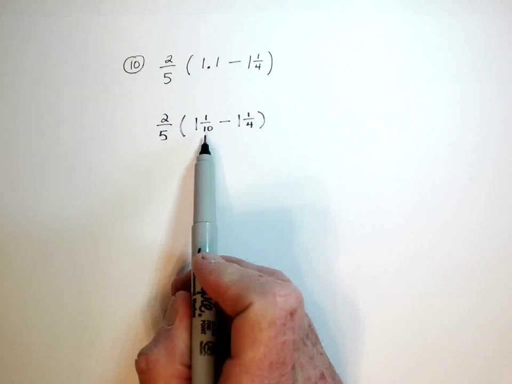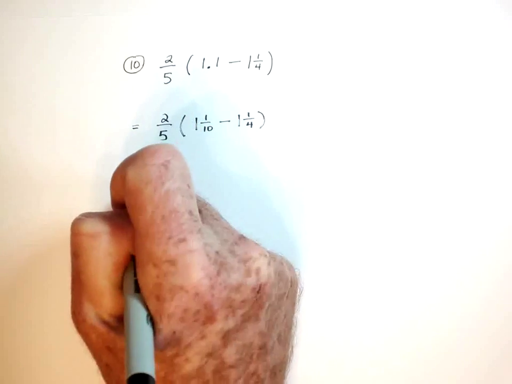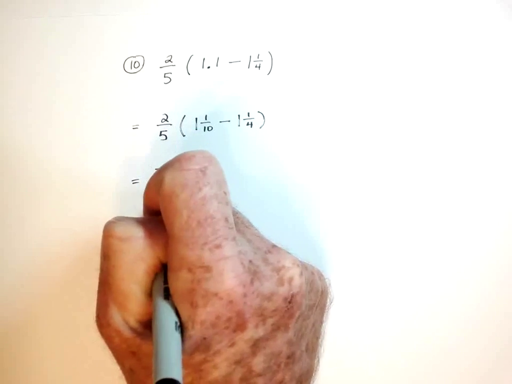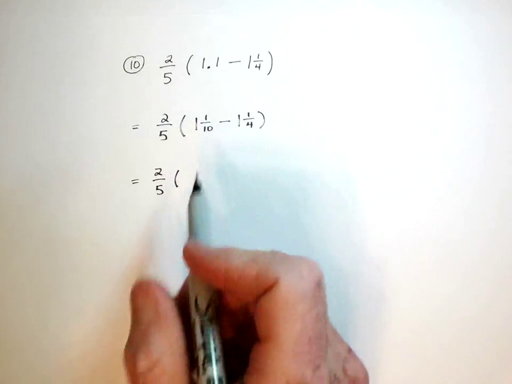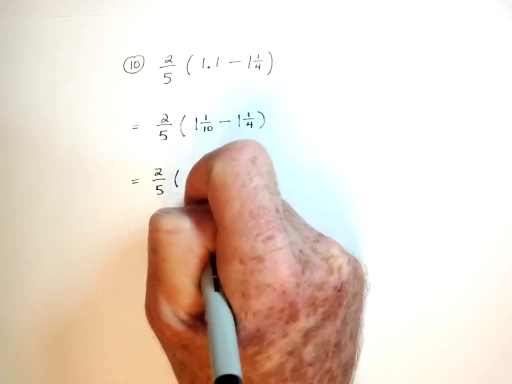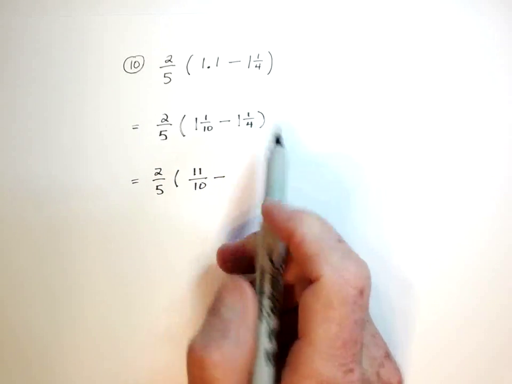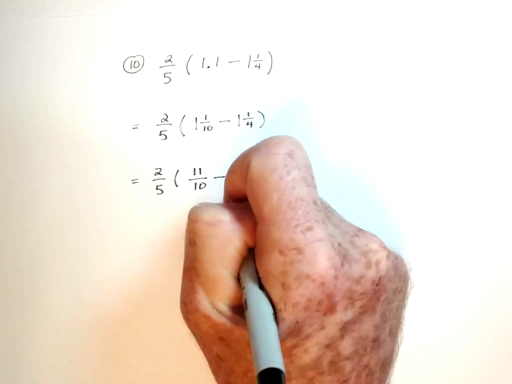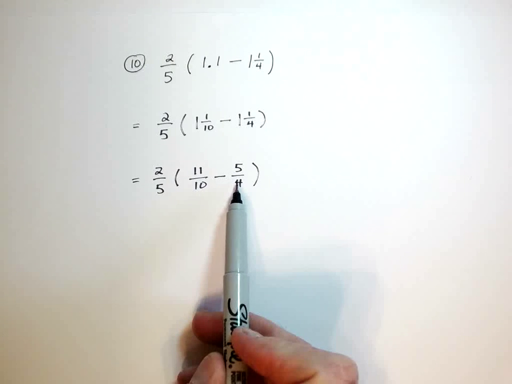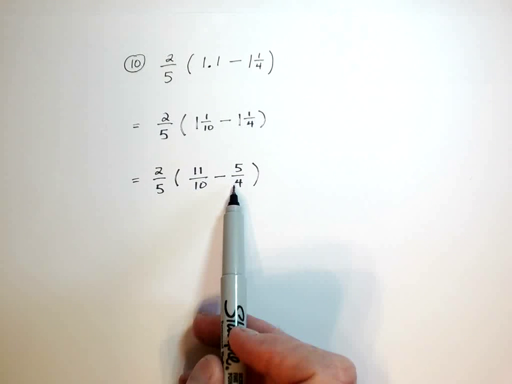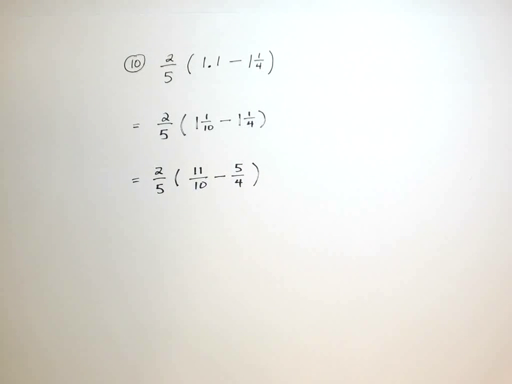And in here, I'm going to change this to an improper fraction and change this to an improper fraction. So the 2/5 is still just waiting for us to finish what's inside the parentheses. This would be 10 plus 1, so this is 11/10. This one would be multiply 4, add 1, it's 5/4. Now in order to add or subtract fractions, these denominators need to be the same. And it's best to use the smallest number that they can be changed into.